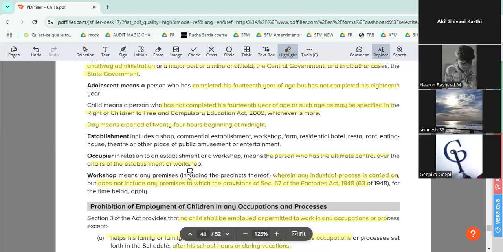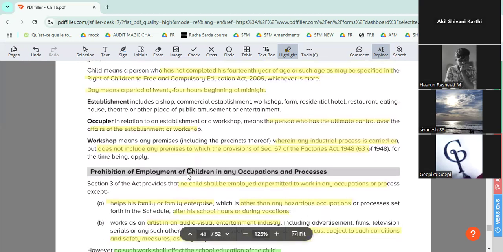or entertainment. So, here, if they are employing adolescents, they'll have to follow rules. That is why they are defining what is an establishment. Next is the word occupier. Occupier in relation to an establishment or a workshop means the person who has the ultimate control over the affairs of the establishment or workshop. Who is the supervisor or who is the manager in a particular establishment or workshop is called as occupier.